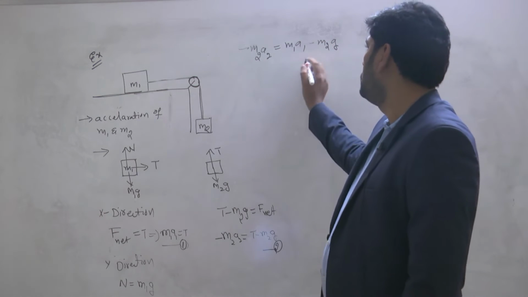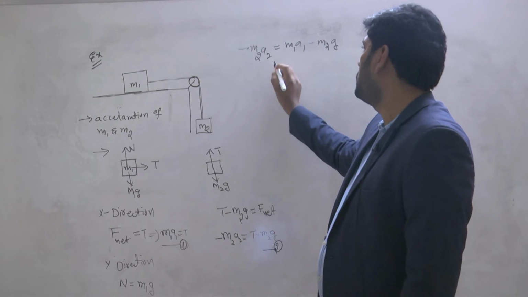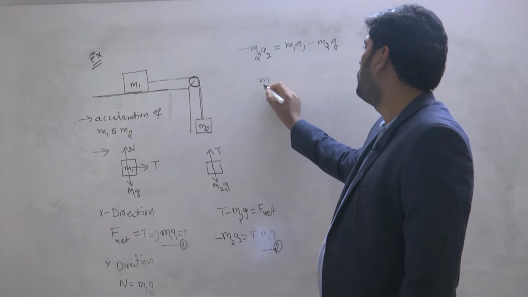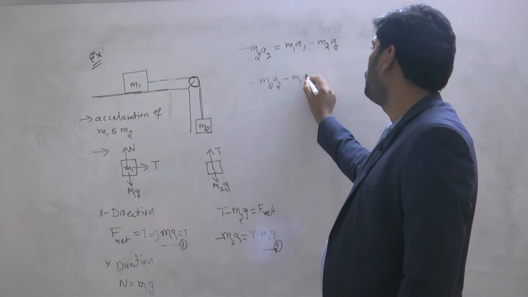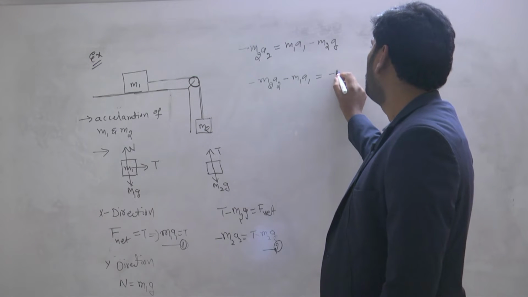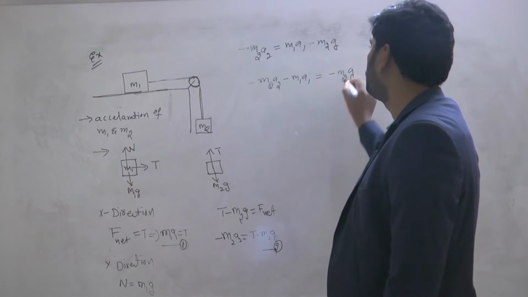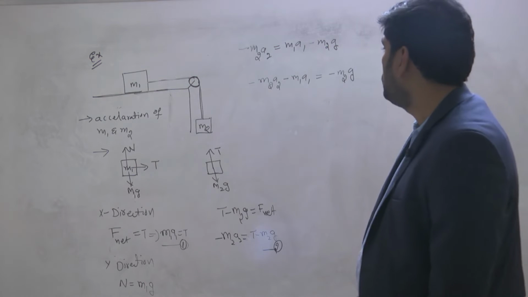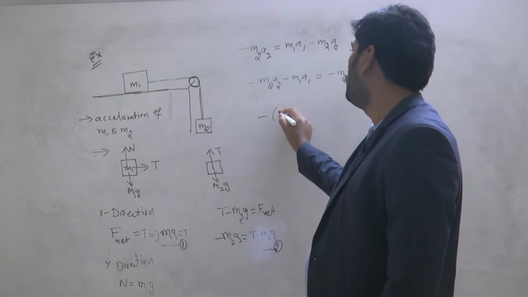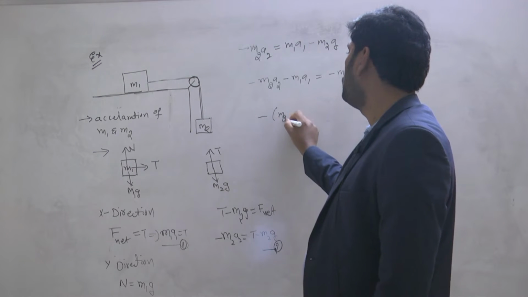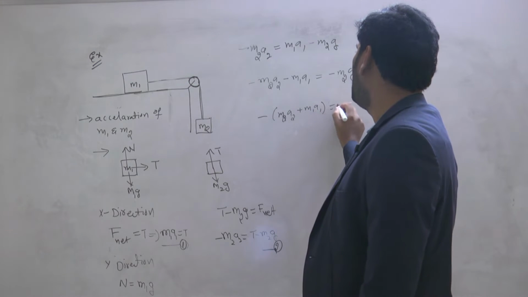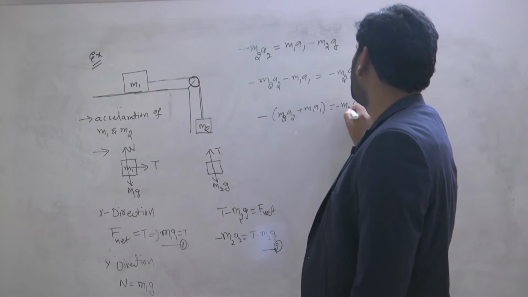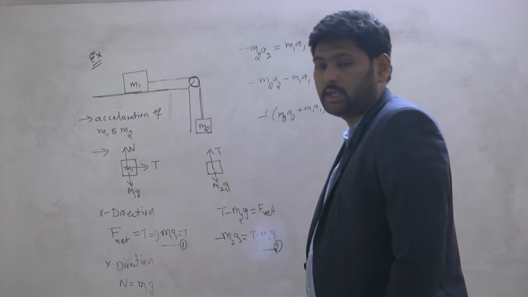And next we can bring this M1 minus of M2A2 minus of M1A1 is equal to minus of M2G. Understand? Now you can take common of minus here, M2A2 plus M1A1 of minus M2G. This one will get cancelled.